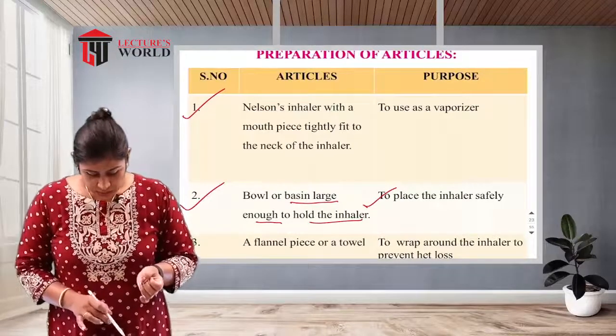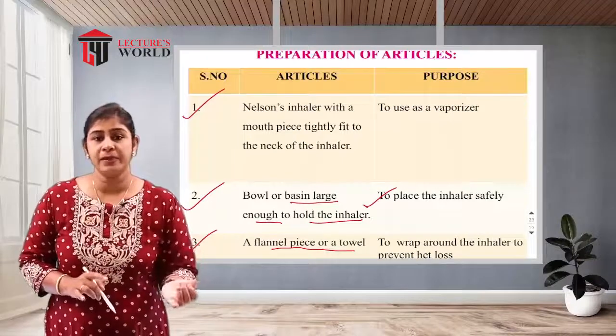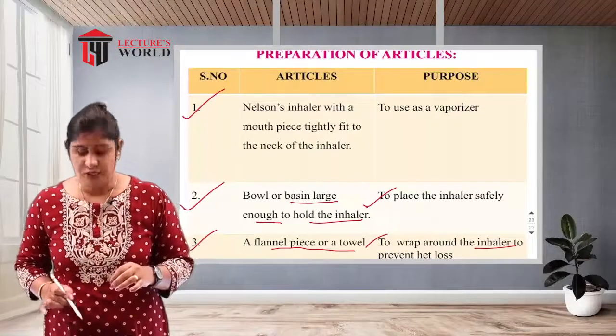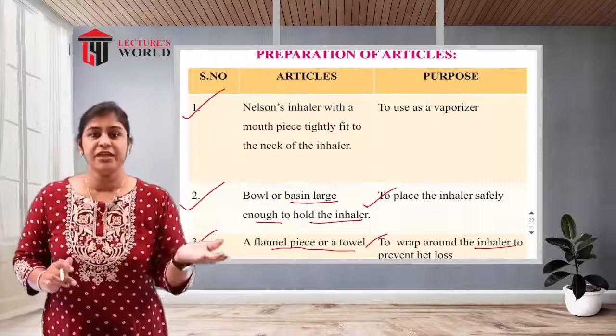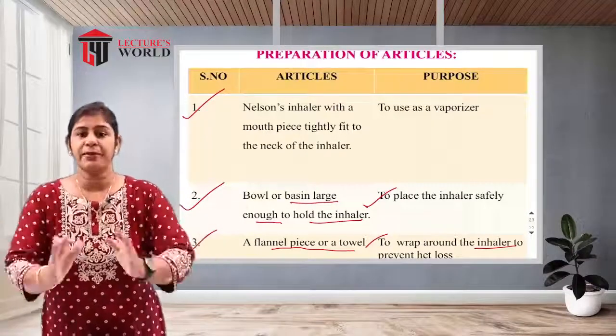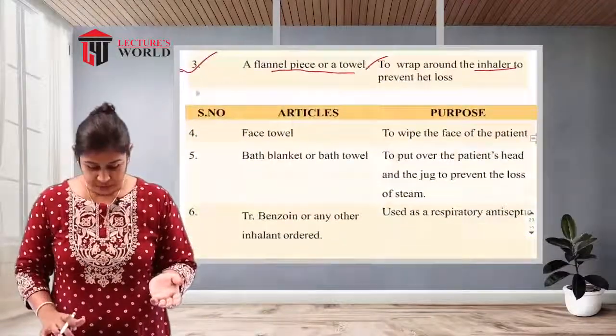Next is a flannel piece or a towel. We need a flannel piece or a towel to wrap around the inhaler to prevent heat loss. So, why do we need a flannel piece or a towel? That is to wrap around the inhaler to prevent heat loss.